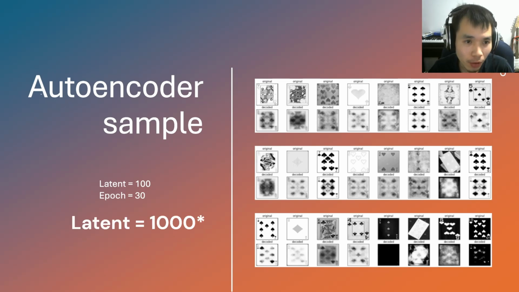For the first sample, the autoencoder uses 100 latent variables with 30 epochs. You can see it can pretty decently get the cards that are discrete, black and white, and just has a number of spades in the middle. However, for these ones with the black backgrounds, it's not able to get the discrete information since it varies a lot from the standard decks here.